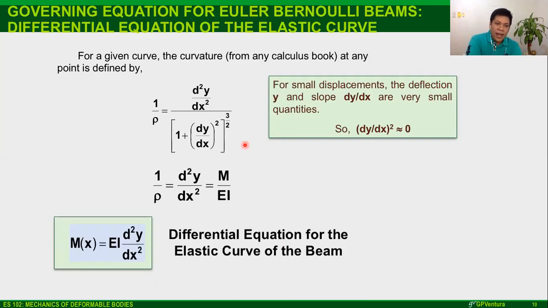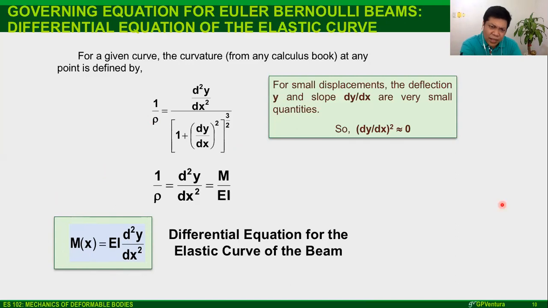Now, M is just equal to EI d squared y over dx squared. Ito na yung mahalaga. This is now the differential equation for the elastic curve of the beam. Pala, when we want to find the deflection of a beam, when we want to find the equation of the elastic curve, we need to solve a differential equation. So this is the governing differential equation for your elastic curve.